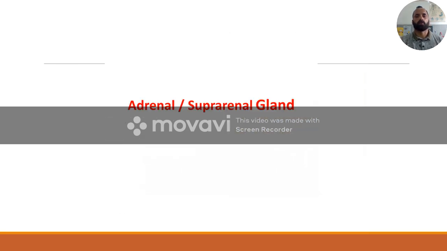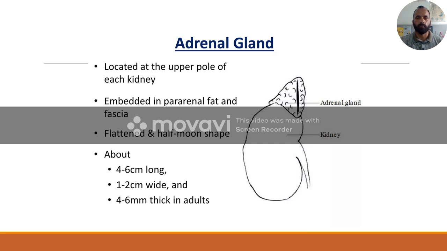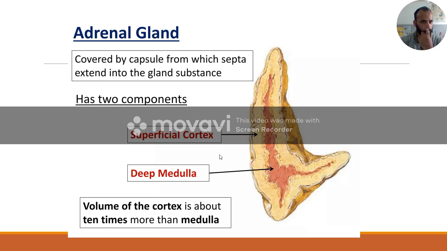Coming to the adrenal gland, or suprarenal gland, they are on the top pole, the anterior pole, of the kidney. The size varies in different animals, but it is usually 4 to 6 centimeters long in humans. Histologically, the adrenal gland has two components, even in a cross section: the superficial cortex and the deep medulla. The volume of the cortex is always greater than that of the medulla.